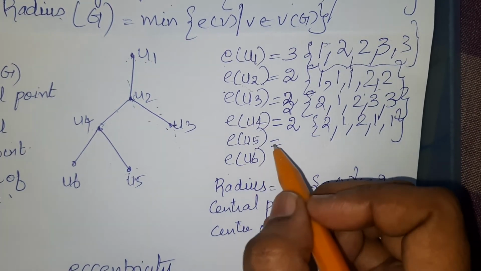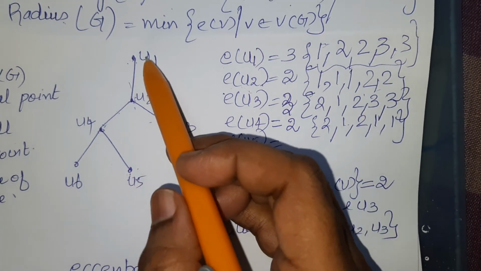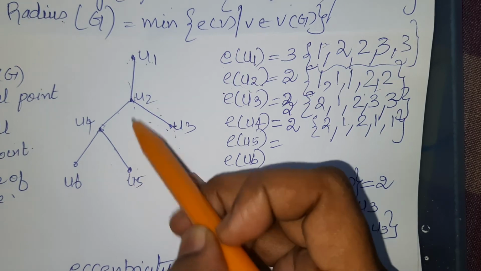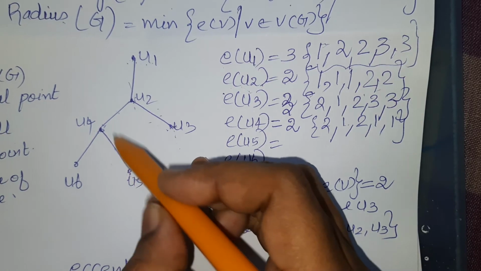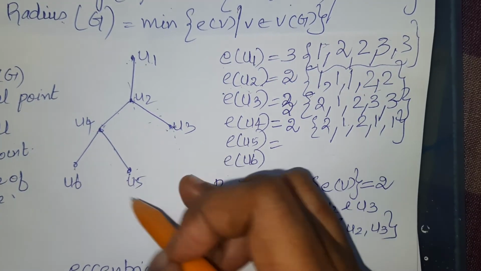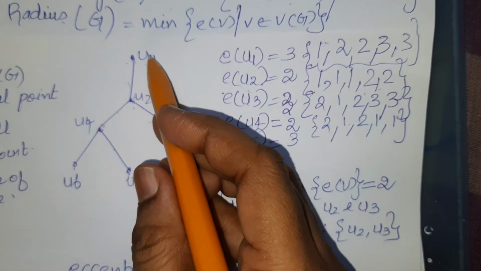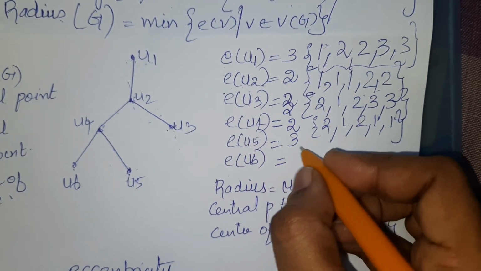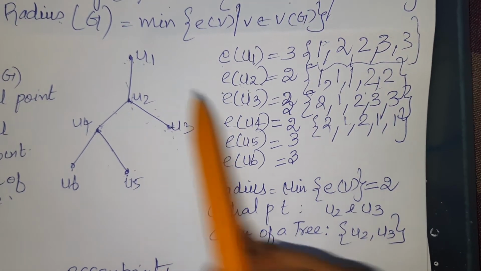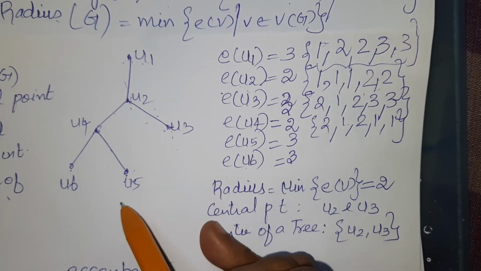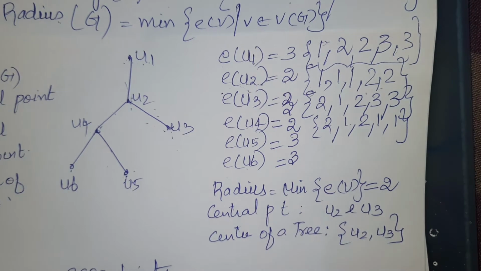Likewise, we are going to find E of u5. u5 to u1, 3 edges. u5 to u2, 2 edges. u5 to u3, 3 edges. u5 to u4, 1. u5 to u6, 2. So the maximum value will be 3. Likewise, for u6 to all the other vertices, the maximum value will be 3. So we find the distance from a particular vertex to all the other vertices. We choose the maximum value, and that maximum value is called the eccentricity.